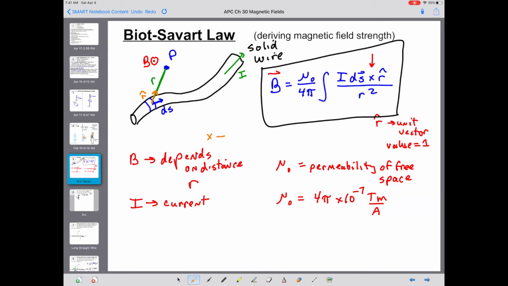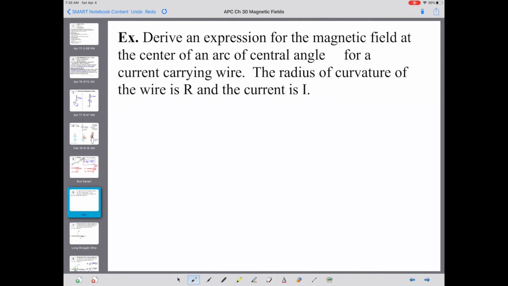So then that cross product would be the angle between ds and r. So if I can, in the little bit of room I left right there, that would be angle theta. Now, I want to focus more on applying this equation.